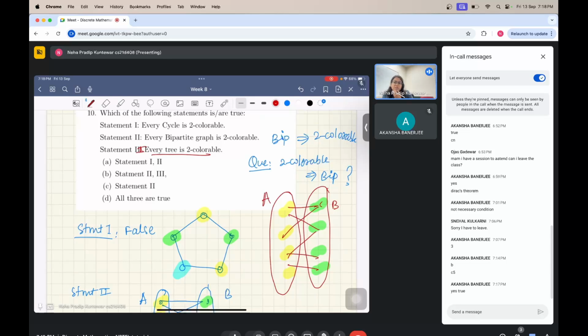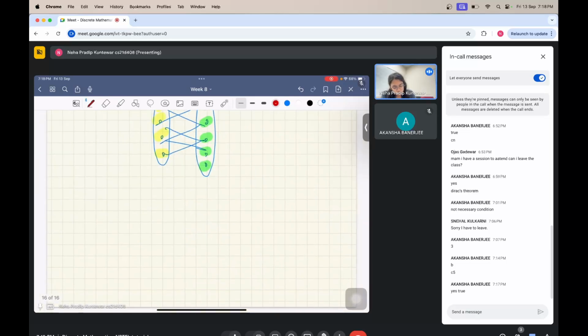in order to show statement 3, it's sufficient to show that a tree is bipartite. So then you can just use statement 2. So it suffices to show that a tree is bipartite. If you can show this, then by statement 2 you know that a bipartite graph is two colorable, and therefore a tree is two colorable.